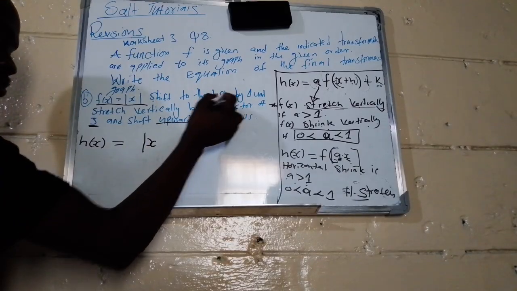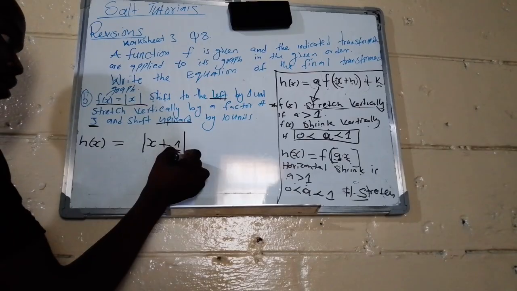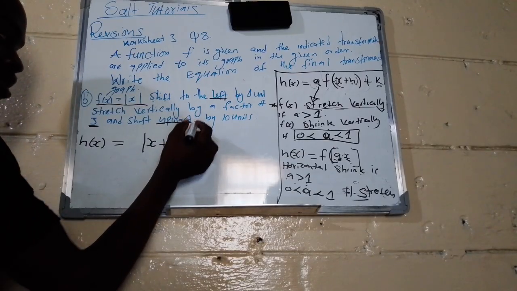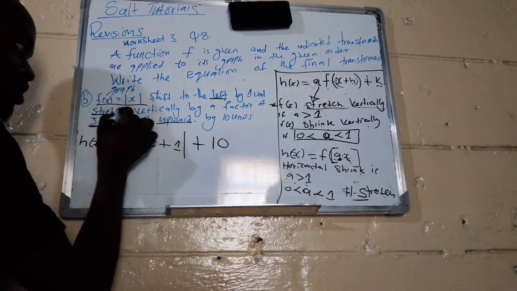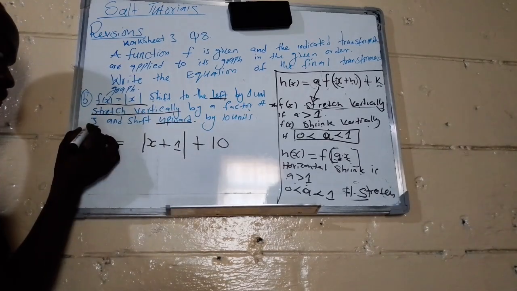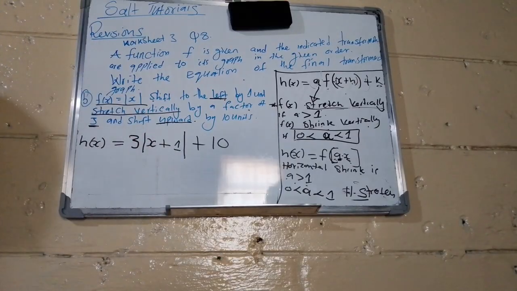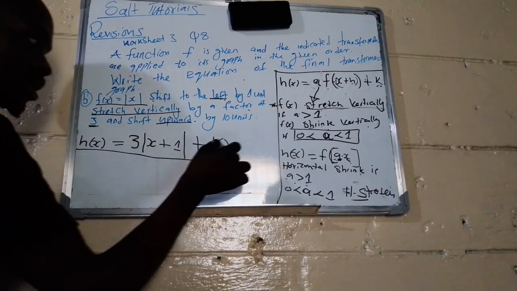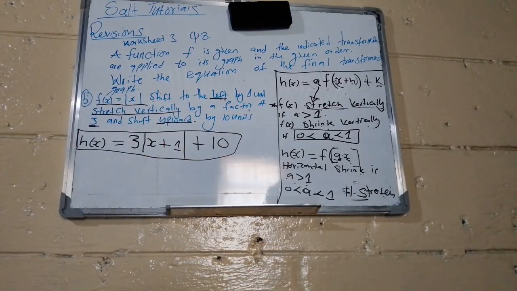The left means I'm adding 1. Upwards means we are adding the 10. But keep in mind there is a vertical stretch by a factor of 3. So the 3 is multiplied outside the given function. So this becomes my equation of the final graph.